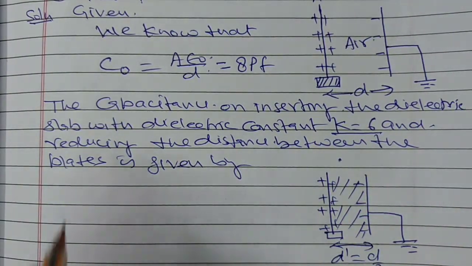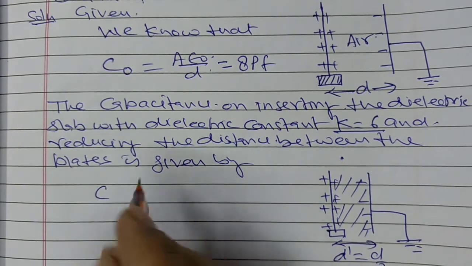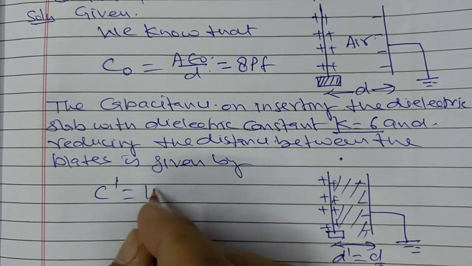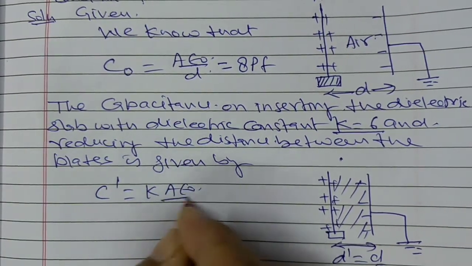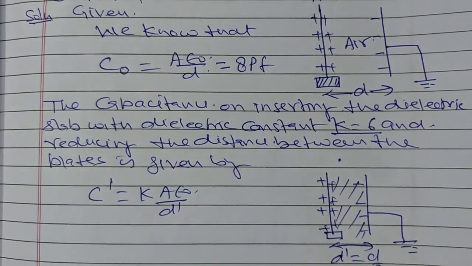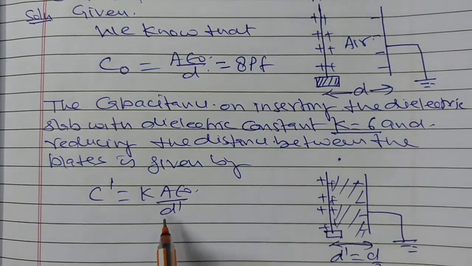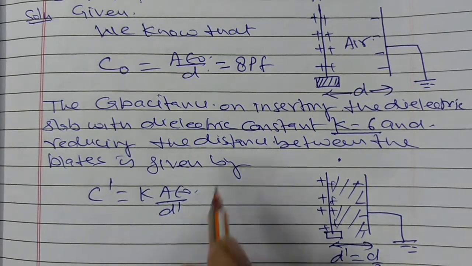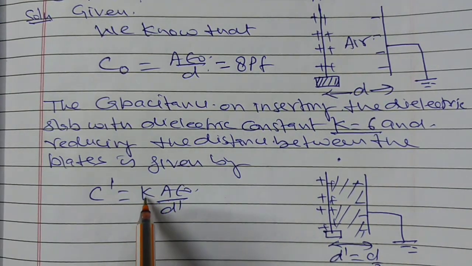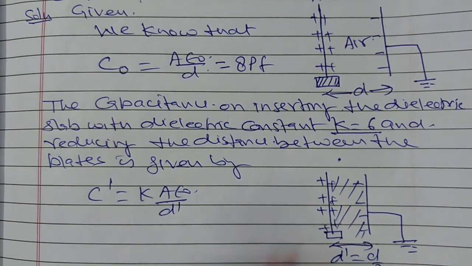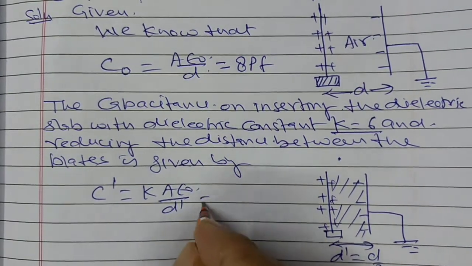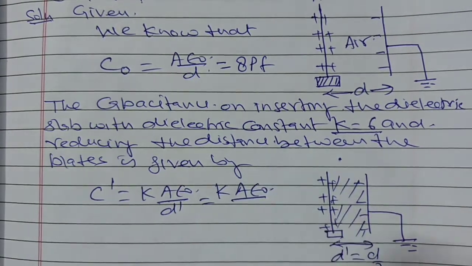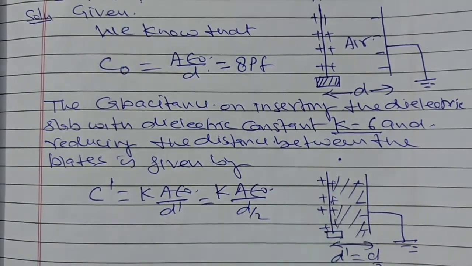Now the capacitance is given by this C dash is equal to K into A epsilon naught upon d dash. We derived this formula in the theory part. C dash is equal to K into A epsilon naught upon d dash. This K is the dielectric constant and d dash is equal to d by 2. Putting the value in K into A epsilon naught upon d dash, this is d by 2.